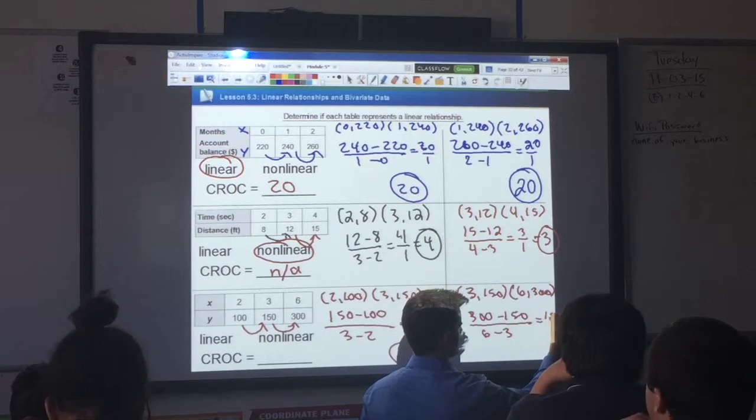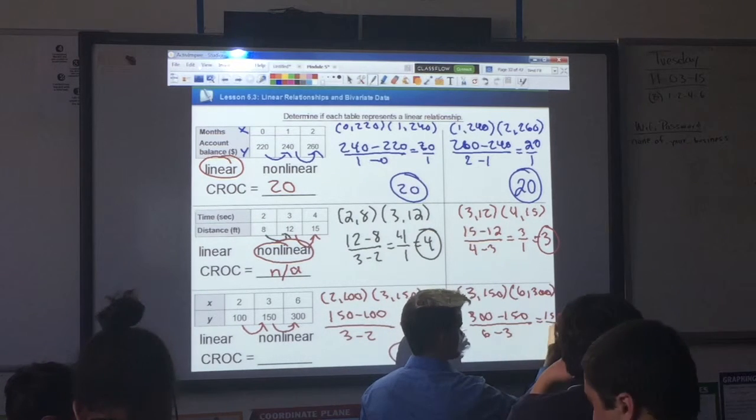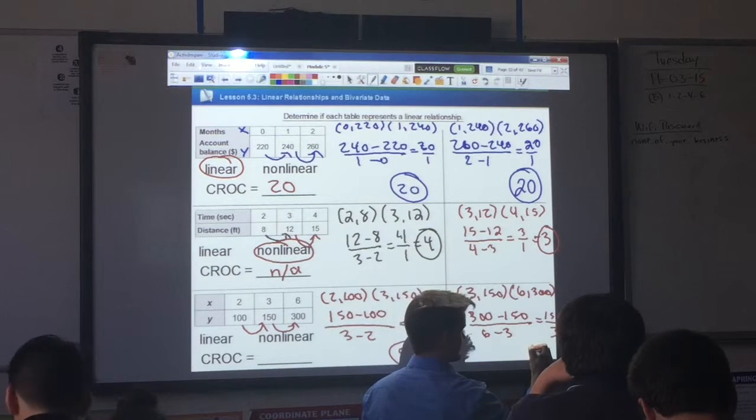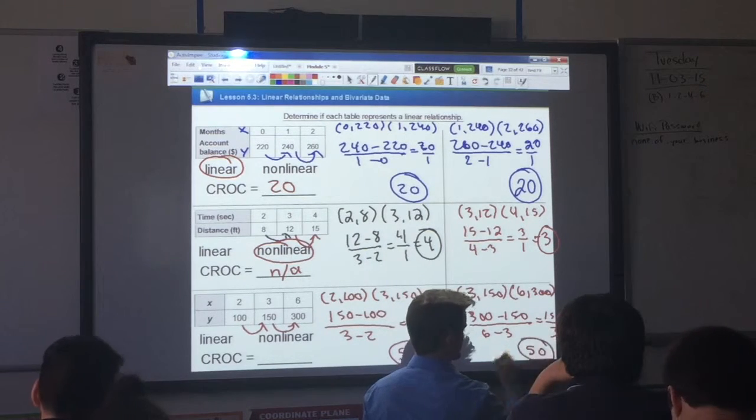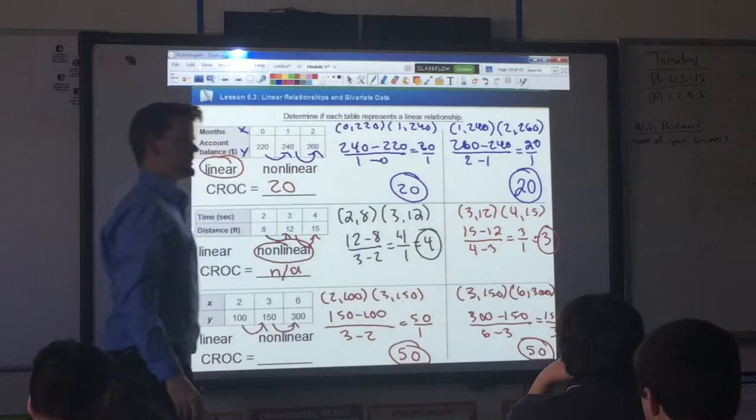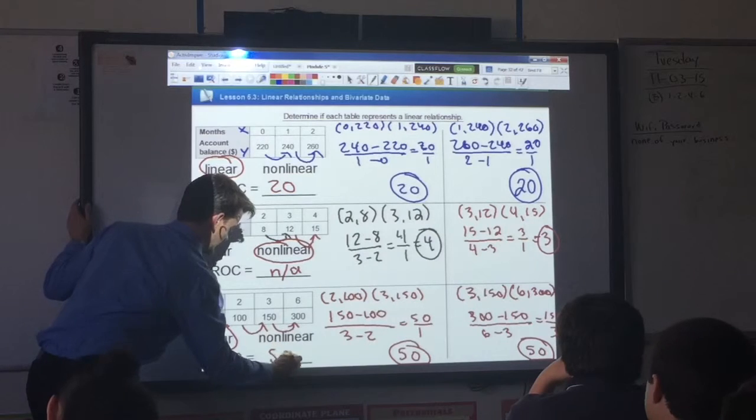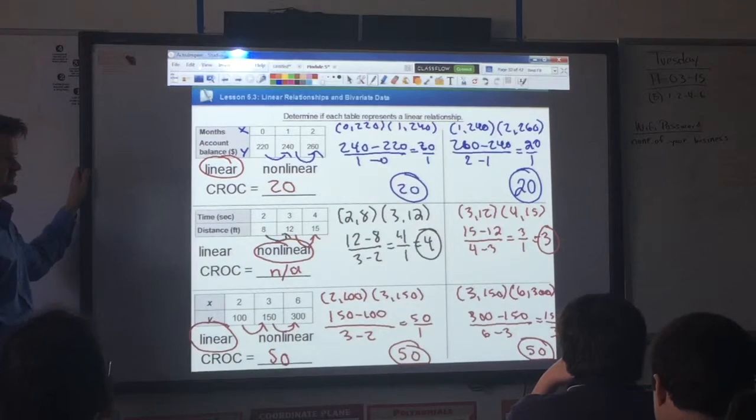150. And 6 minus 3 is 3, and that simplifies down to 50 over 1, or just 50. Do I have a constant rate of change here? Yes or no? Yes. Yes, I do, which means this is linear. My constant rate of change is 50.